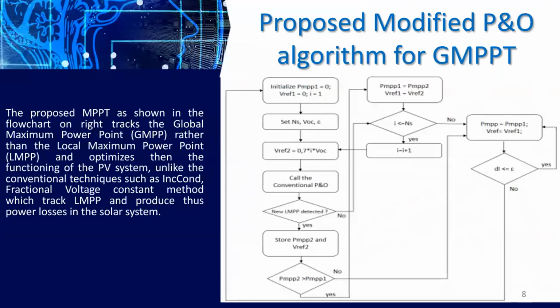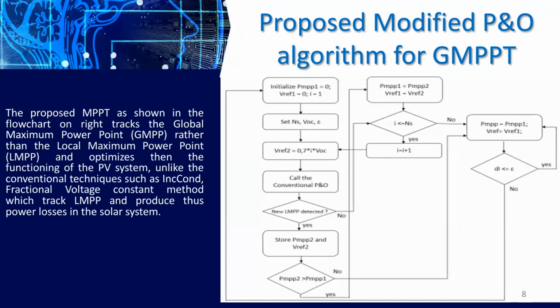So to handle this problem, we have proposed a new modified perturb and observe algorithm for tracking the global maximum power point. The proposed MPPT, as shown in the flow chart on the right, tracks the global maximum power point rather than the local maximum power point and then optimizes the functioning of the system, unlike the conventional existing techniques such as incremental conductance, fractional voltage, and constant voltage methods, which track only the local maximum power point and produce power losses in the solar system.